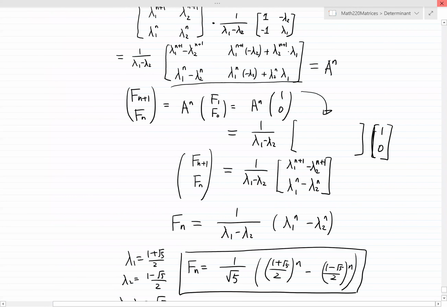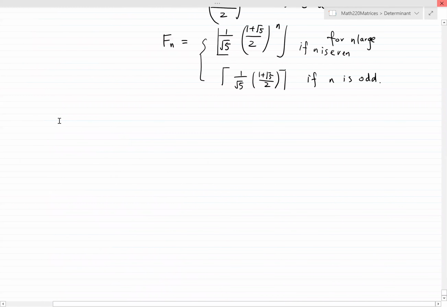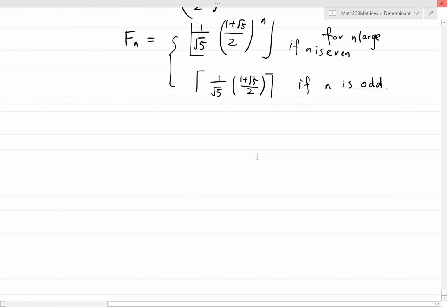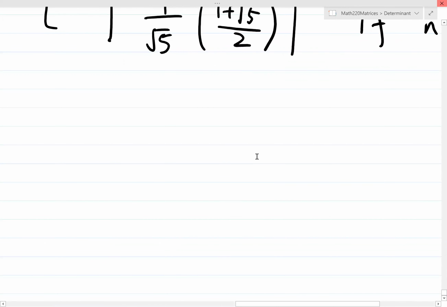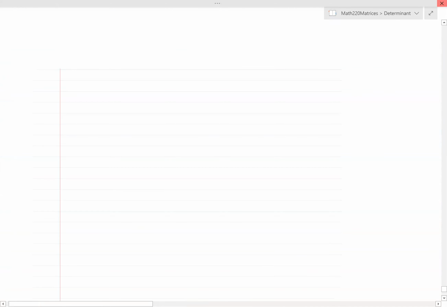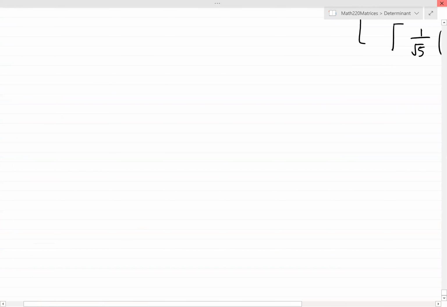Now, let's see another example. How do we actually diagonalize a matrix? Let me make this bigger. Let's see this example. Suppose we are given this matrix A.